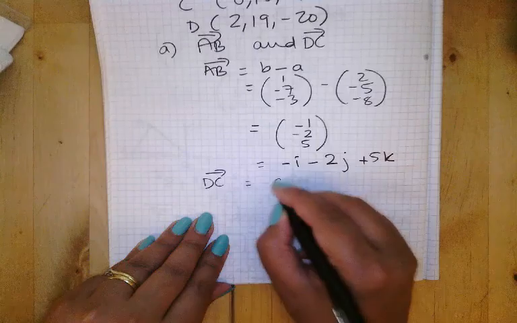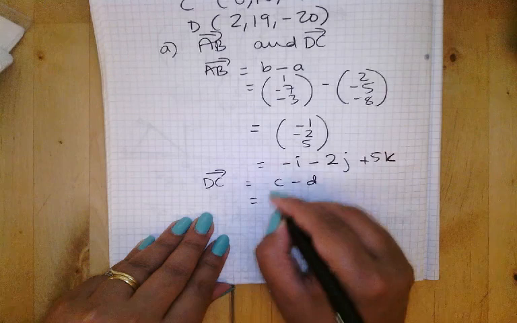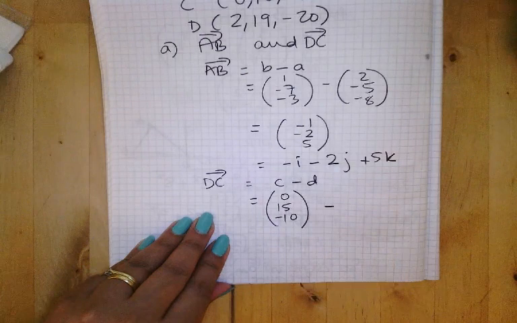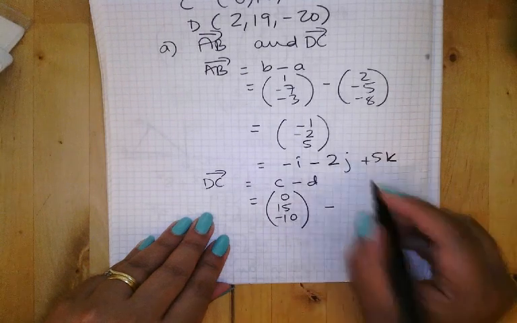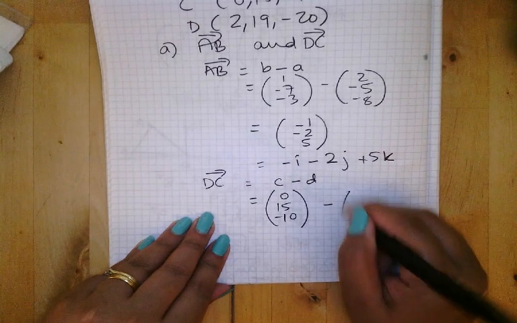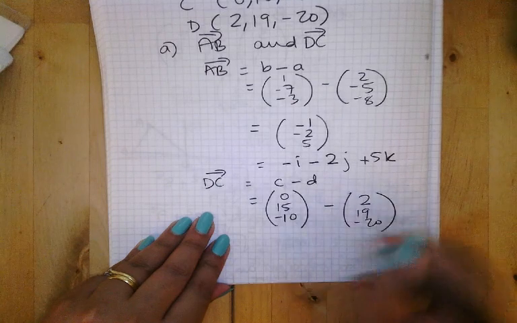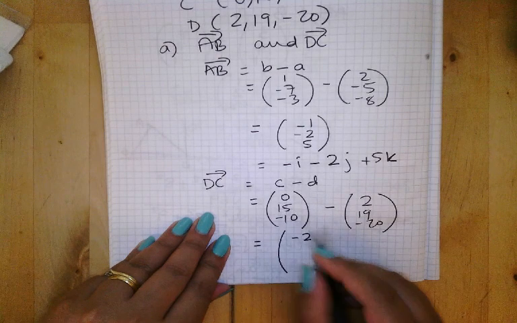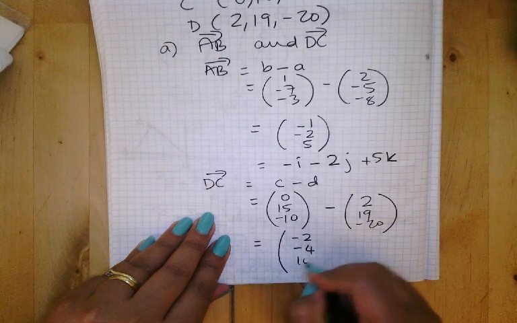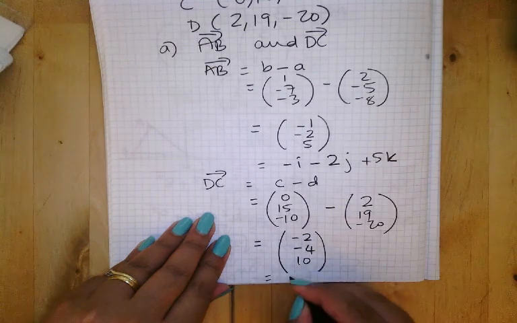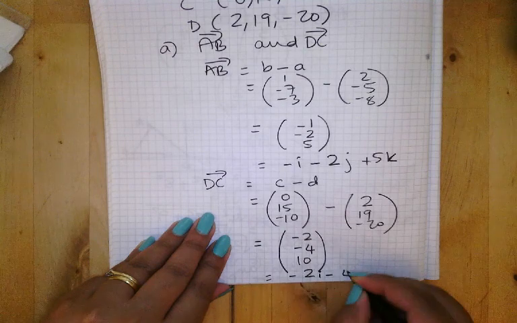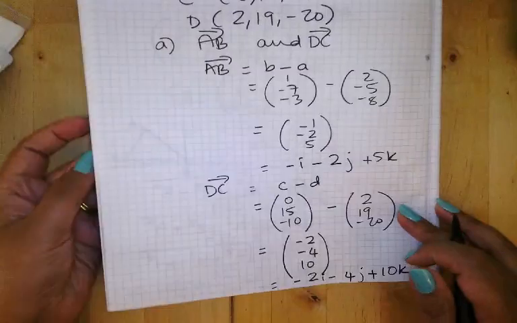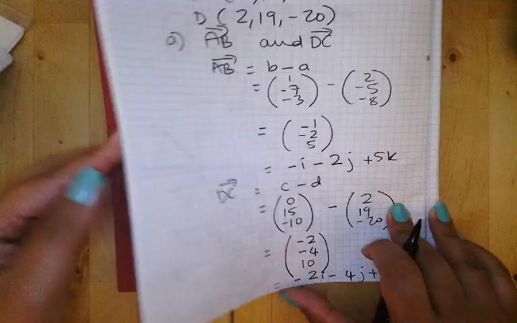So DC is C minus D, which is 0, 15, -10, minus D, which is 2, 19, -20, and that gives me -2, -4, and 10, which can also be written as -2i -4j plus 10k.